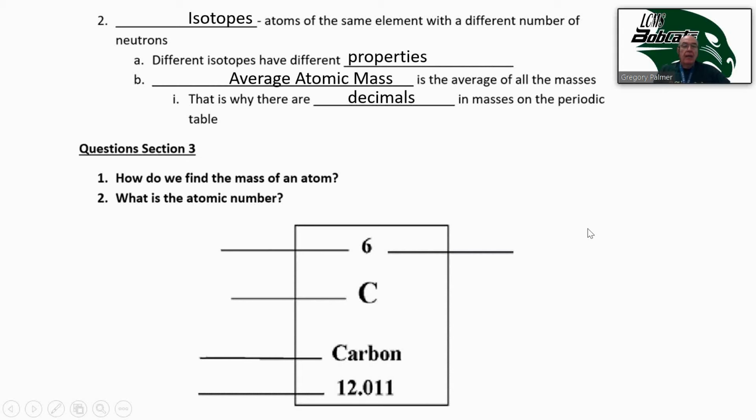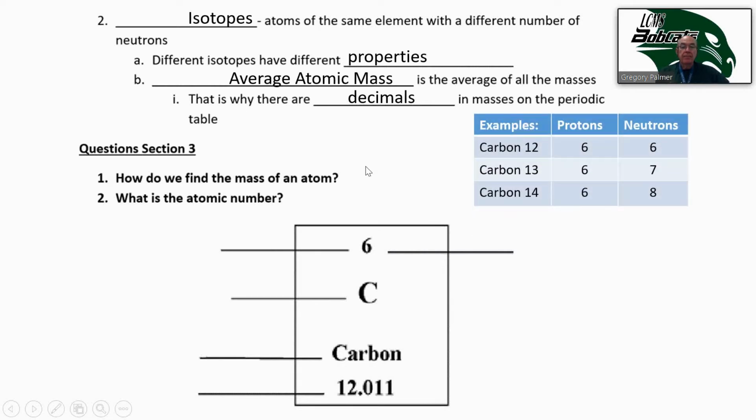Welcome back. At the end of the last lesson, I asked you to go over and look this stuff up yourself. So how do we find the mass of an atom? Oh, I want to quickly re-review isotopes. So carbon-12 has 6 protons and 6 neutrons. That's where it gets its mass number of 12. 6 plus 6 is 12.